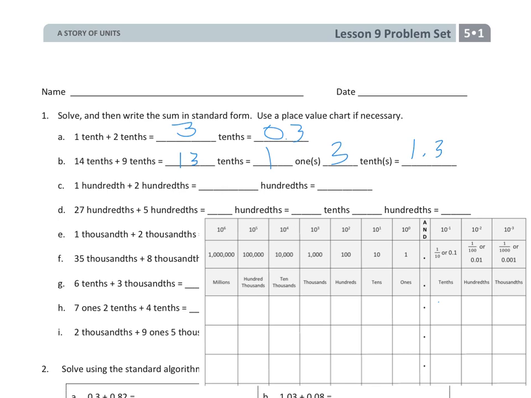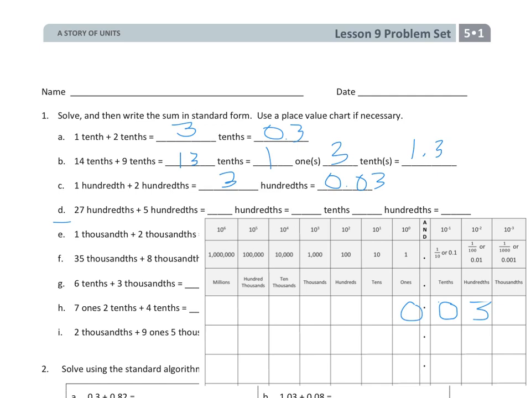1C, 100th plus 200ths, that's going to give me in unit form 300ths. That means I put a 3 in the hundredths place value chart. I need to add a 0 in the tenths and the ones. So standard form, we write it as 0.03.